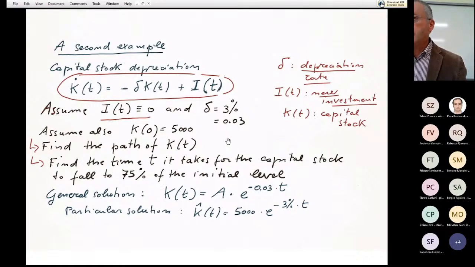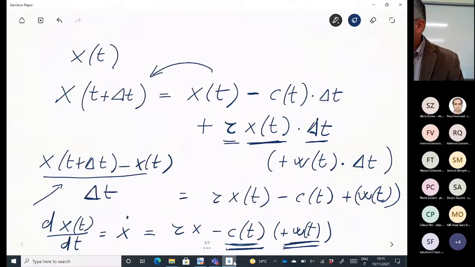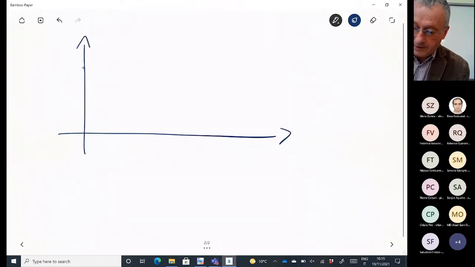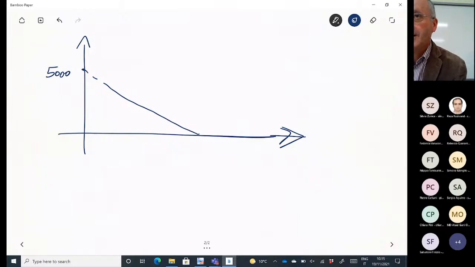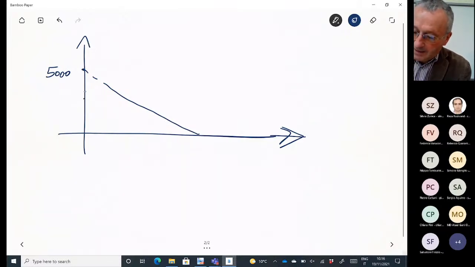Look at the representation here. If you subtract a constant quantity each year, you have a linear decline of a variable. You start from 5,000, you subtract a given quantity each year, you have a linear decline. At some point you get the level 0, so there is no more capital stock. Or if you want to get to the level of 75% of the original level, a linear decline is like this, but an exponential decline is like this. So it is leveled off. The picture is not really good, but it is leveled off compared to the linear decline.